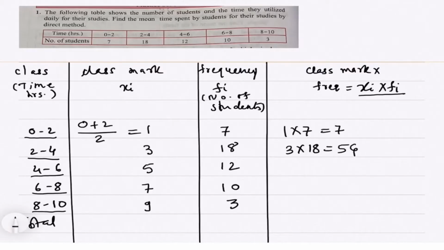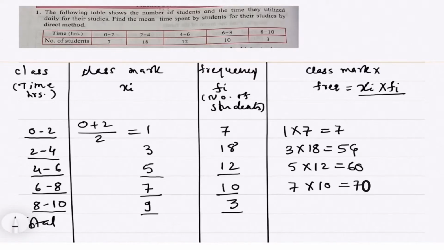54. Third entry, 5 into 12, which gives us 60, correct? Next, 7 into 10, that is 70. And lastly, 9 into 3 is 27. Now we need summations: sum fi and sum xi fi.